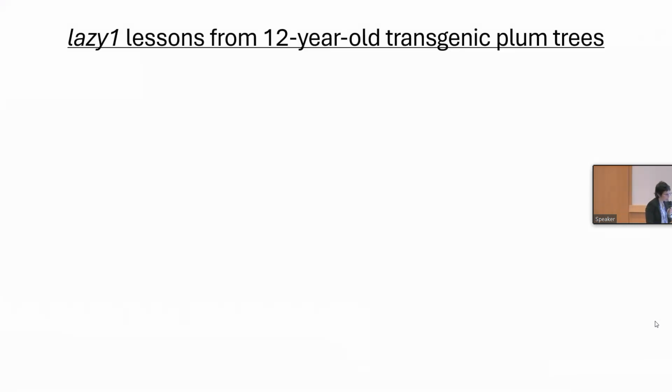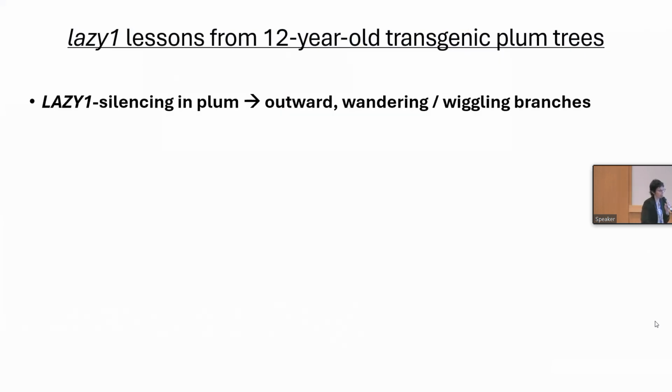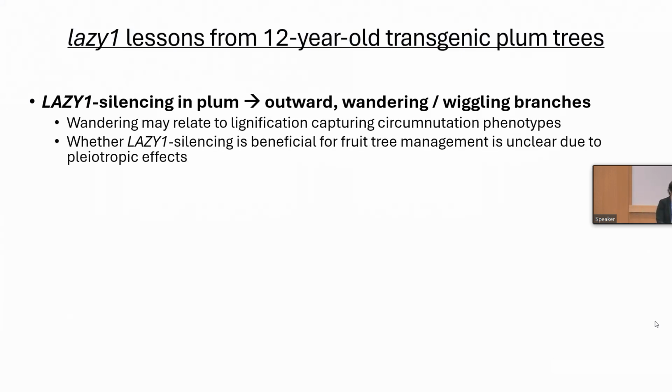So some lessons from 12-year-old transgenic plums about lazy. Lazy silencing caused outward wandering, wiggling branches. That may relate to the lignification in a woody tree that's capturing circumnutation phenotype, auxin movement phenotype. I'm not really sure. And whether lazy silencing is beneficial for tree fruit management, we could talk about that later.